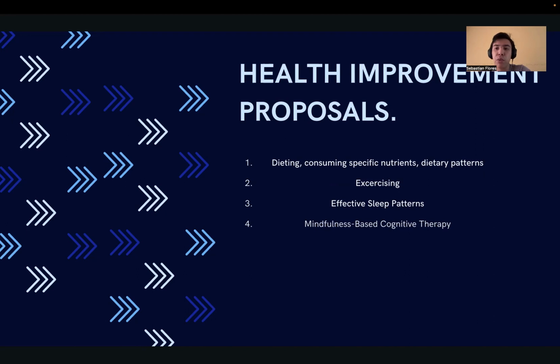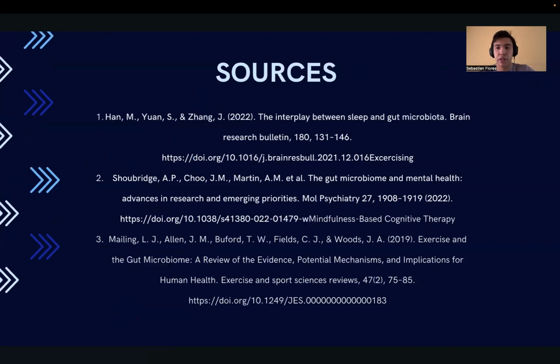And finally, I also wanted to put in stress-related activities, for example, mindfulness-based cognitive therapy. We can also have chatting with friends or being with family. All of them help and improve our microbiota if we do them on a regular basis. And all of this comes from research from scientific sources.